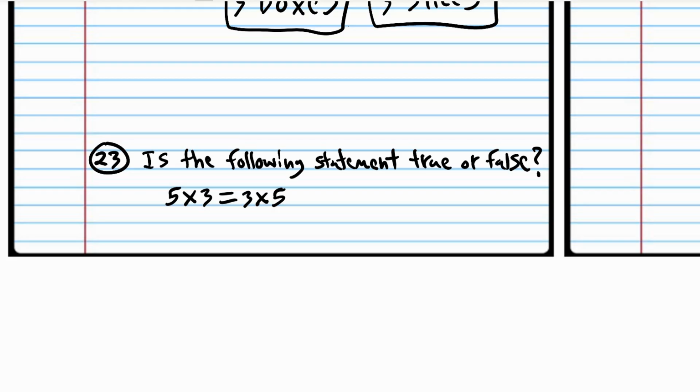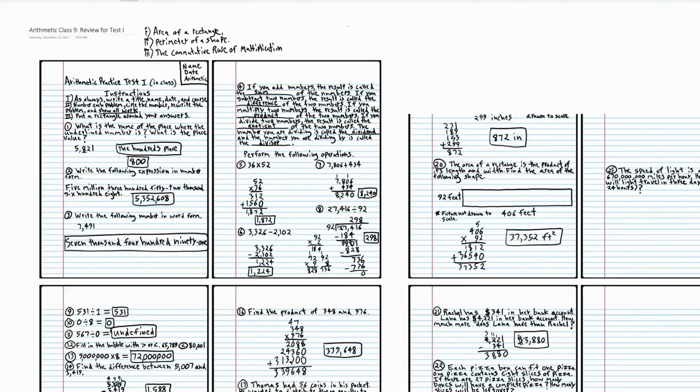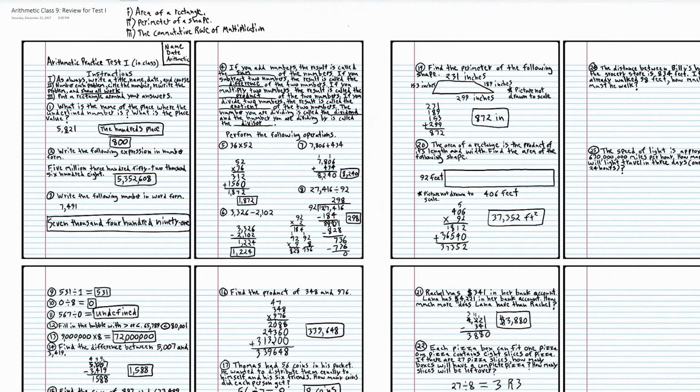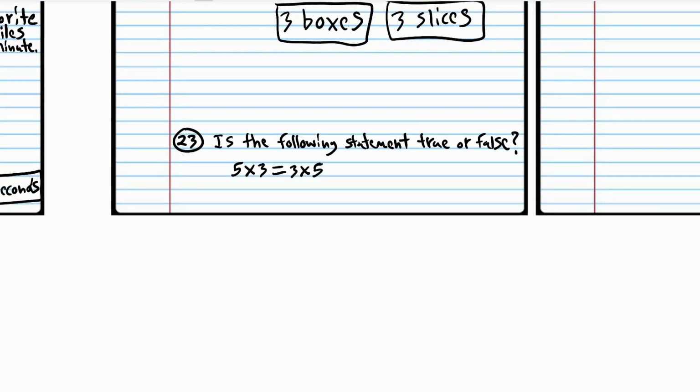All right, so remember at the beginning of the course, or the beginning of the class, I told you that I wanted you to memorize the commutative rule of multiplication. That's what this is. It's the commutative rule of multiplication. 5 times 3 is the same thing as 3 times 5, so the answer is true. They're both equal to 15.